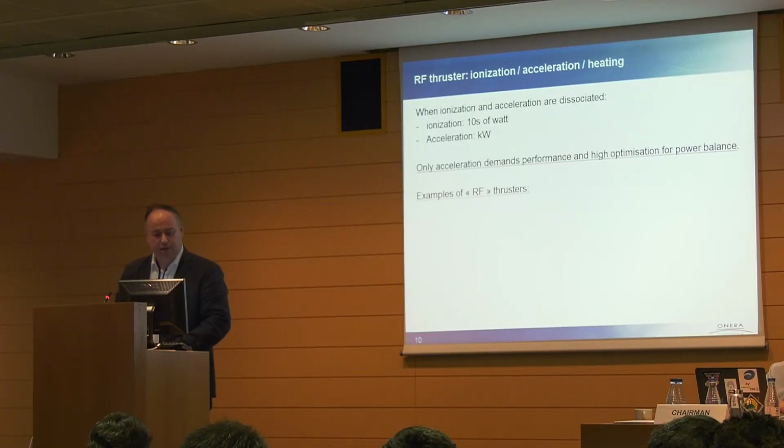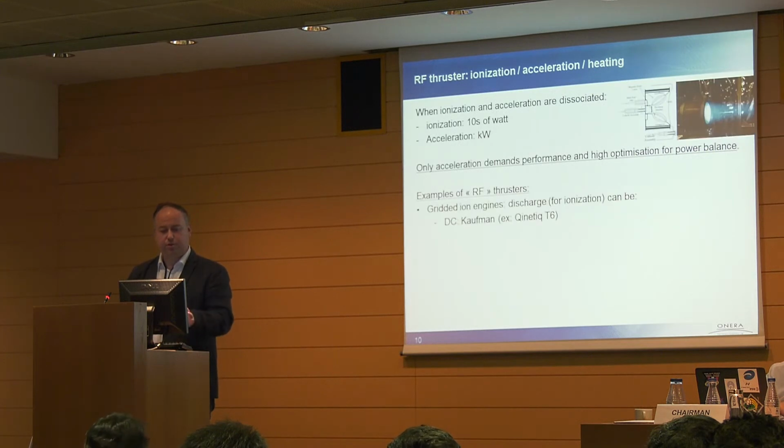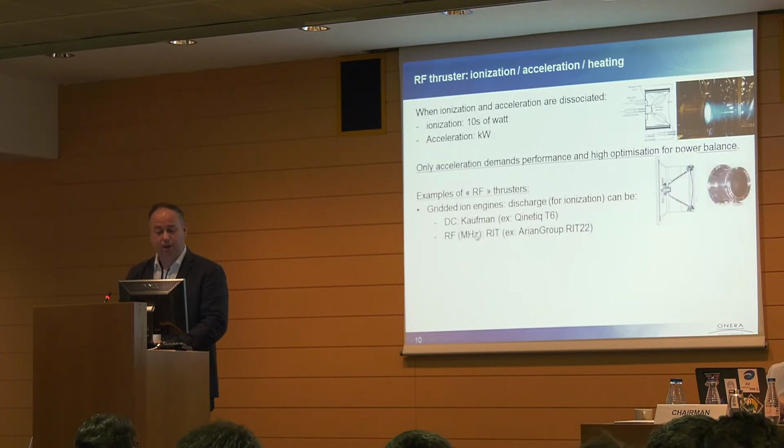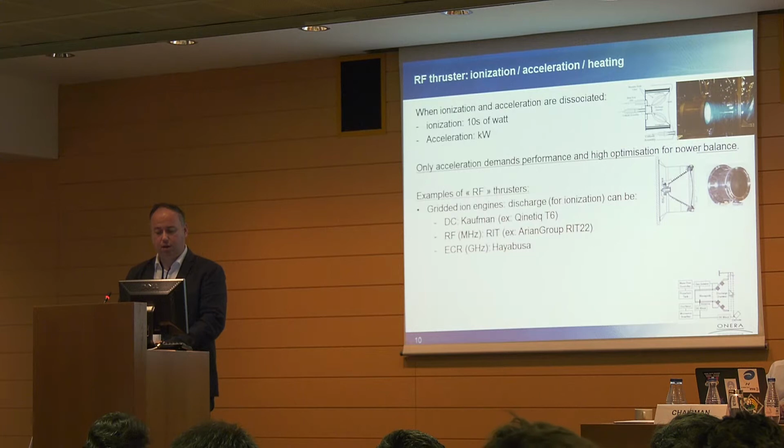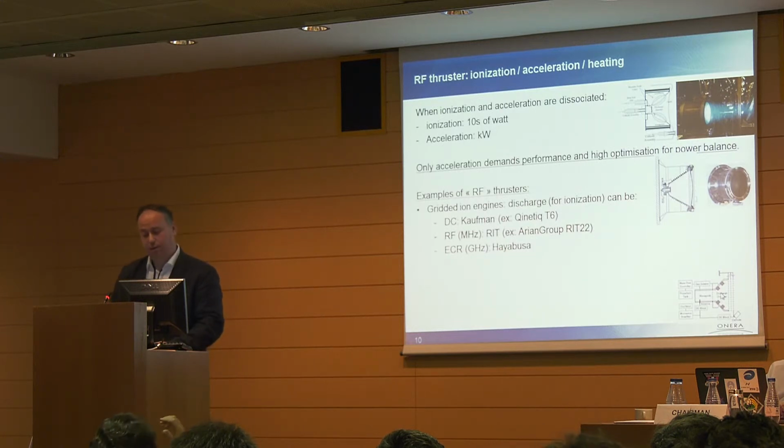So now, having said that, I will look at a few examples of RF thrusters. First, the gridded ion engines, where the acceleration is done by grids, but there are several ways to do the discharge, as was said earlier. You can have a DC discharge, which was presented, so it's a Kaufman type. You can have an RF discharge in the megahertz range, developed by the Ion Group. You have a coil around a vessel where you put the gas and the grids expel the ions. And you can also have an ECR discharge in the gigahertz range, developed in Japan for the Hayabusa probe.